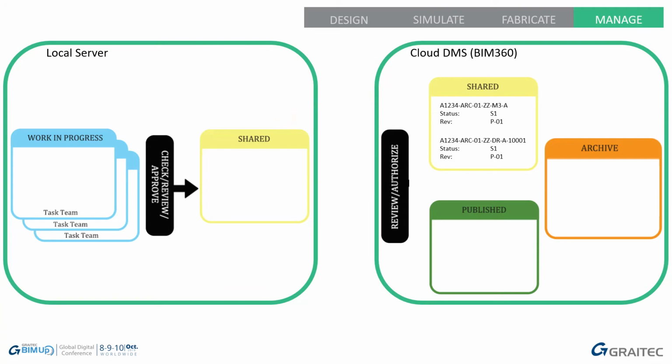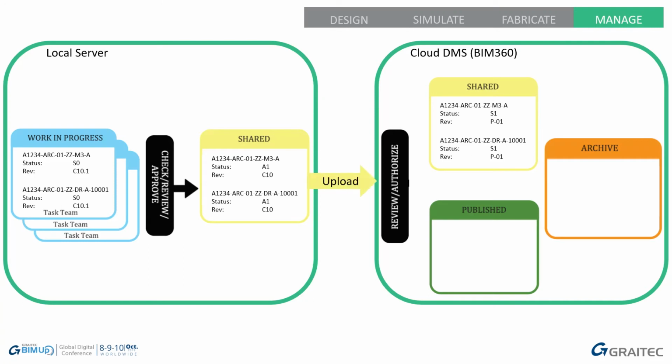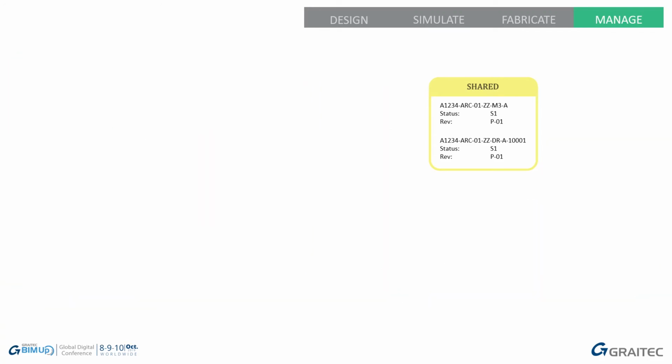And likewise, let's just put that back to a different document. So this one here is an S0, okay, because it is your work in progress, and it's a C10 issue. So this time we're actually going to issue it as an A1, okay, and take away again the suffix on the revision. So once it's there, the information manager can approve it and authorize it into the correct location.